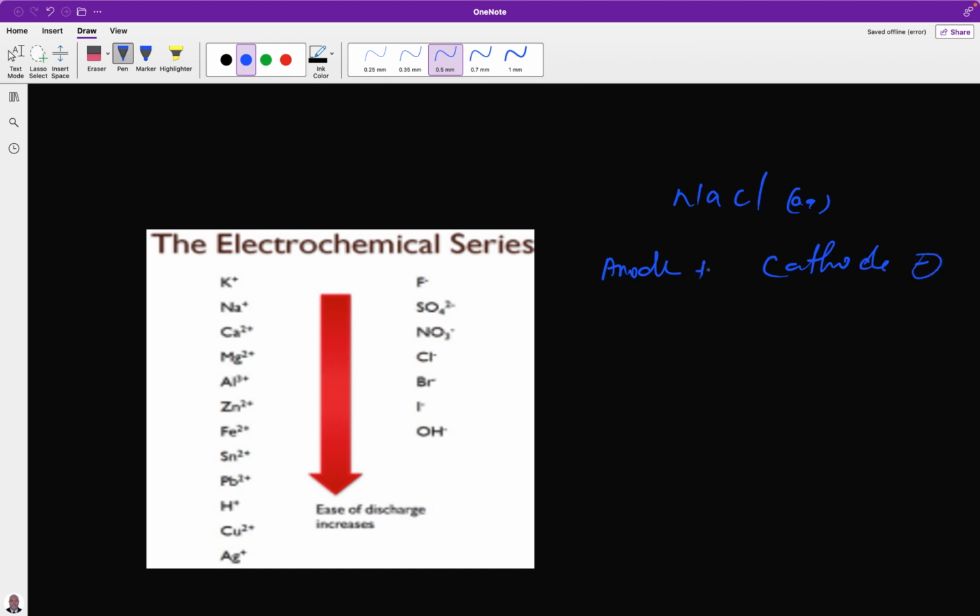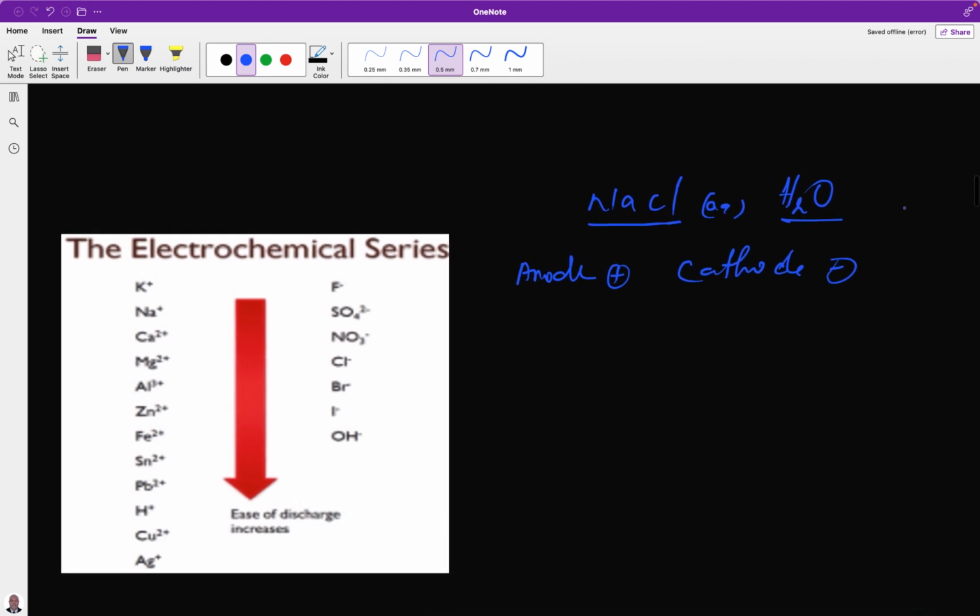The anode is positive. Now, water is being involved. In that case, there is water too. Since it is aqueous sodium chloride, there is sodium chloride and there is also water involved. Water will produce two ions. And which are the ions? The ions that water will produce will be the hydrogen ion and the OH ion.